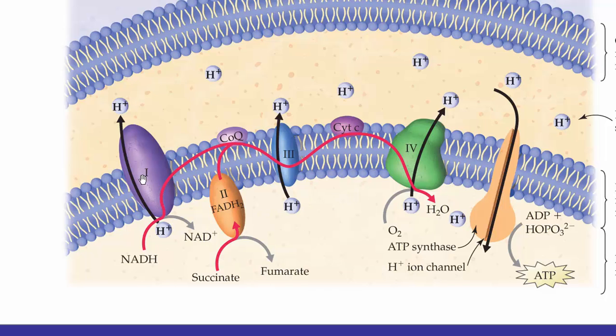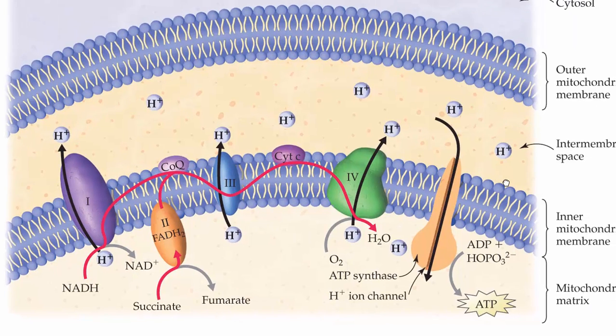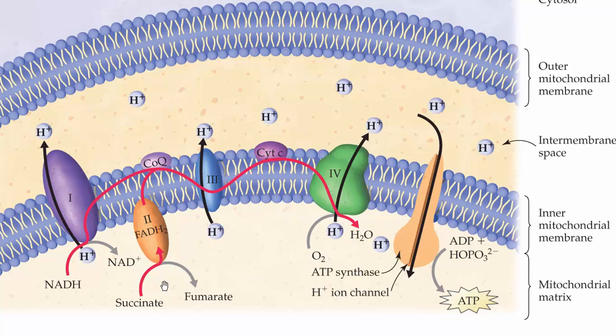So here, for example, when electrons are transferred, protons are pumped from the matrix across the inner mitochondrial membrane. As you can see, this is the matrix. Protons are pumped in complex 1, not in complex 2, in complex 3, and in complex 4. As a result of electron transport, protons are pumped out of the matrix to the intermembrane space.